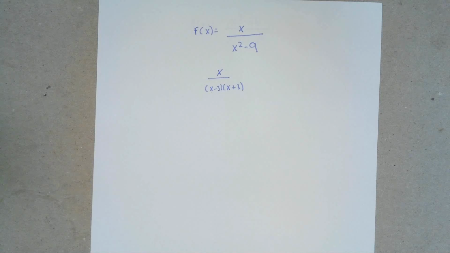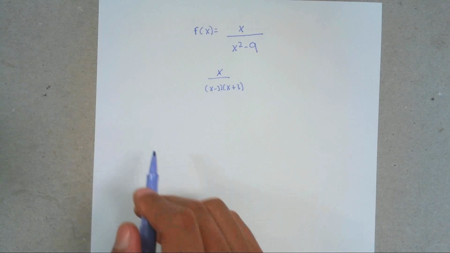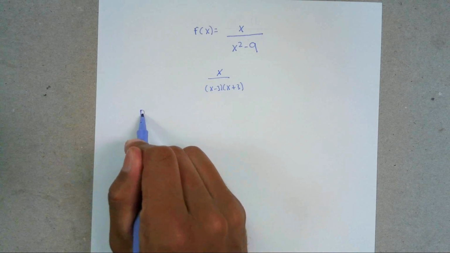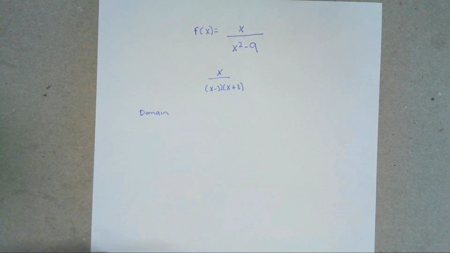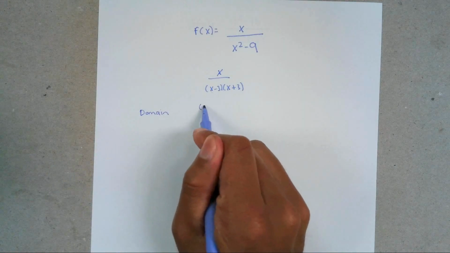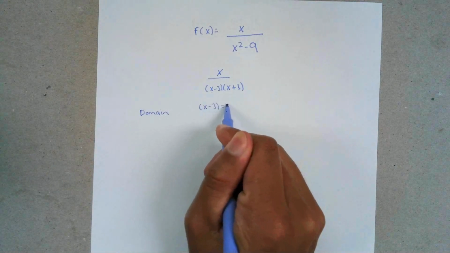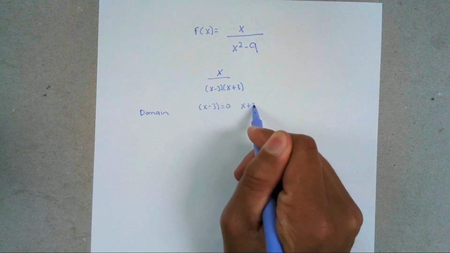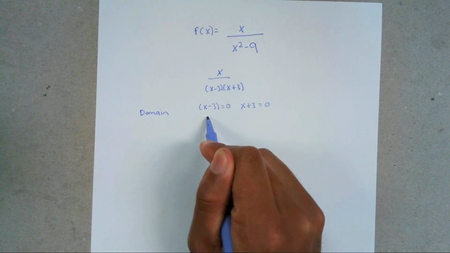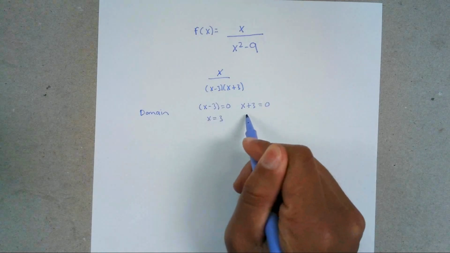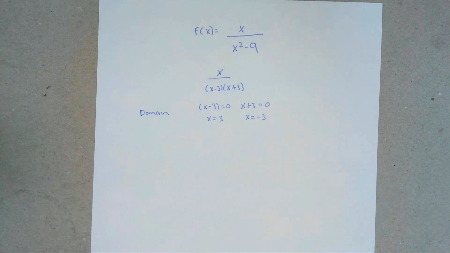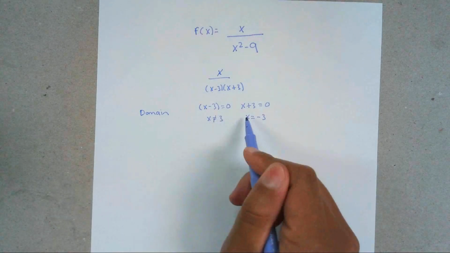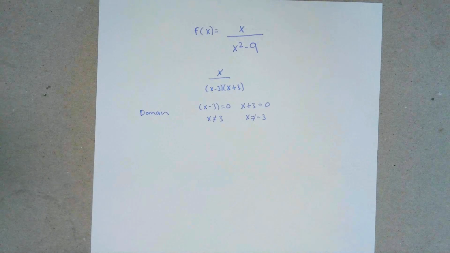So I'm going to go ahead and find my domain. The way I find my domain is I want to set the bottom equal to 0. So I'm going to set the bottom equal to 0. x minus 3 equals 0, as well as x plus 3 equals 0. I solve for x: x is equal to 3, x is equal to negative 3. Now the unique thing about domain is these are the values that it cannot be. Anytime you set the bottom equal to 0, you're trying to find undefined points because you can never have 0 in your denominator.